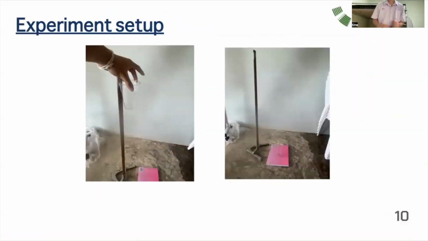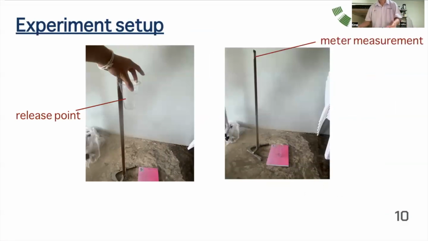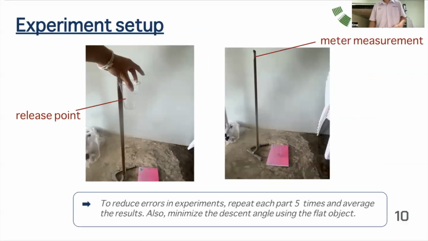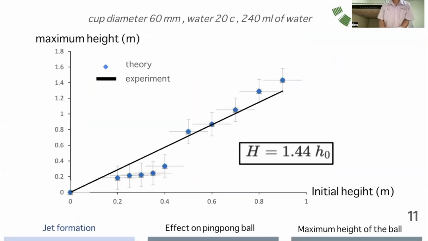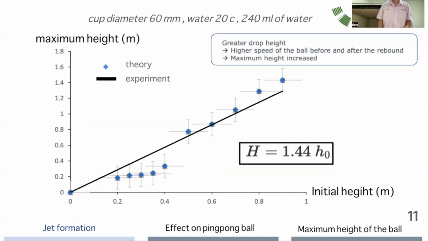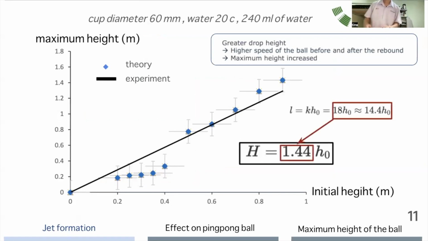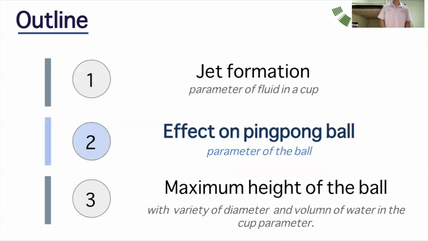Here is our setup. On the left is the reference point, and on the right is an overview of the experiment. To reduce error in every experiment, we repeat several times and take the average, and minimize the angle using a flat object. As you can see in this graph, we plot a linear relation representing the higher speed and the maximum height. The experiment confirms the model well.